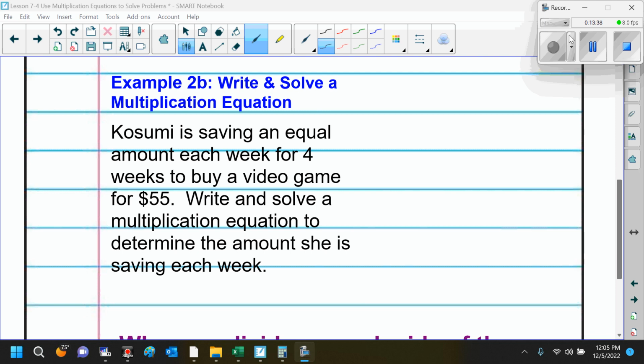Kasumi is saving, this is example 2b, Kasumi is saving an equal amount each week for 4 weeks to buy a video game for $55. We want to write and solve a multiplication equation to determine the amount she is saving each week. Okay? So I would like for you to take 2 minutes to do this with your table partners.